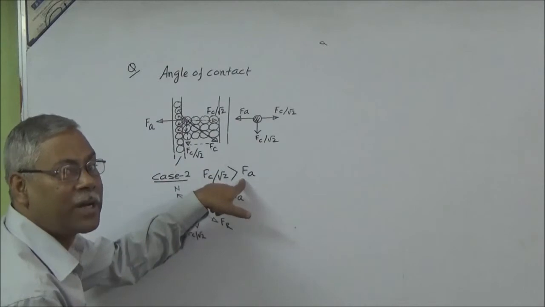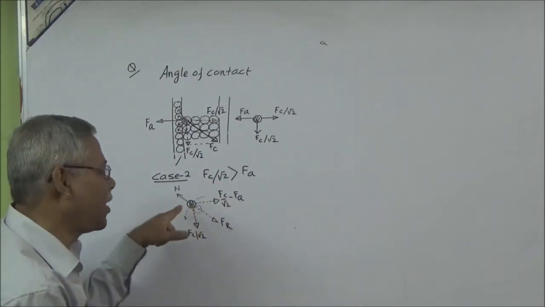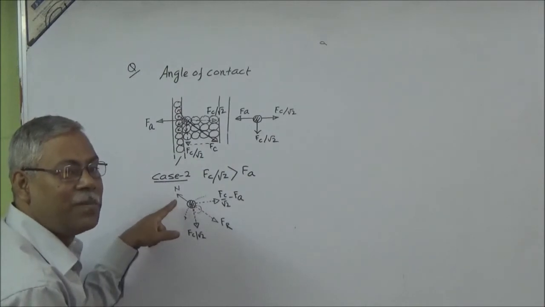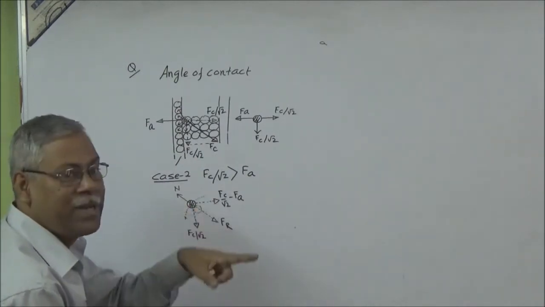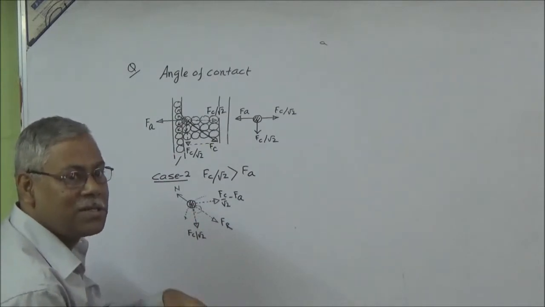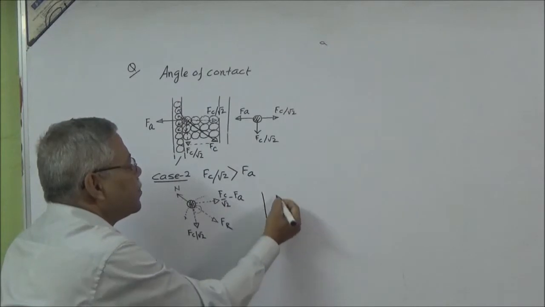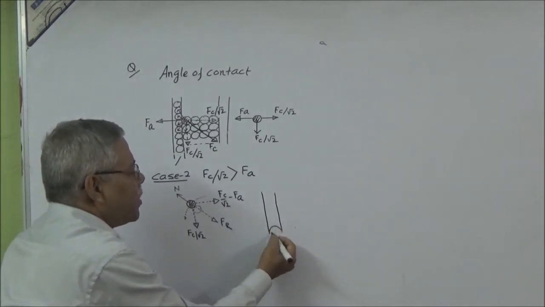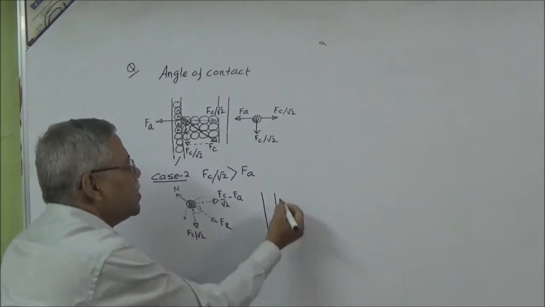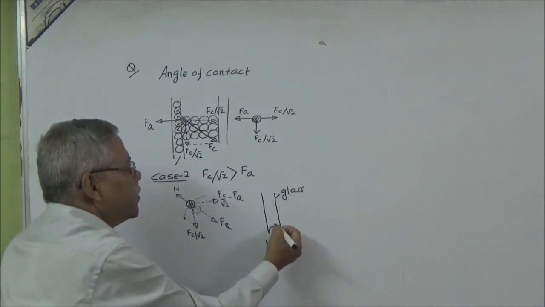Now consider mercury. For mercury, cohesive force is too much. So for mercury and glass, you will get this type of surface. Previously I have illustrated water and glass. Now, for mercury and glass, you will get this type of surface. This is glass. This is mercury.